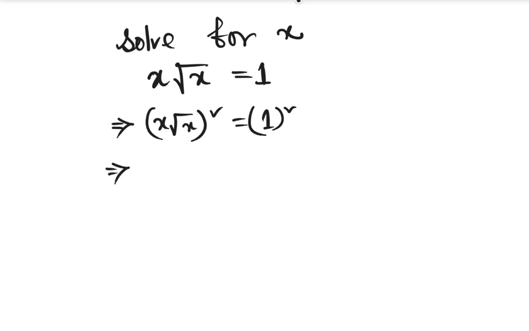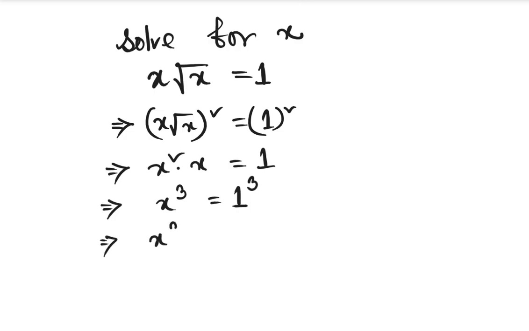So here we can write x squared times x equals 1. Here we can write x cubed equals 1, or 1 cubed is the same. So we can write x cubed minus 1 cubed equals 0.